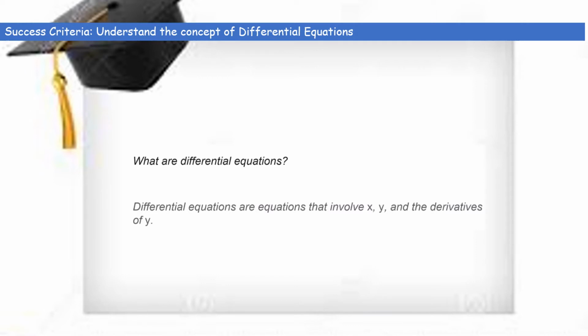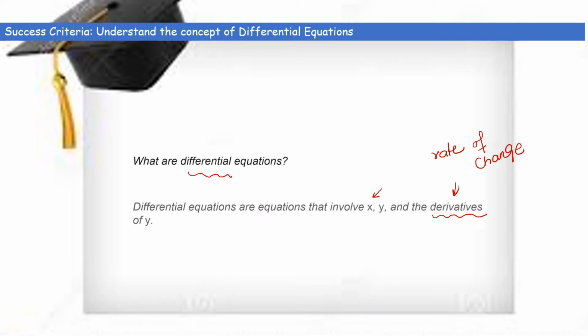We all know that the differential equations are the equations that involve x and y and the derivatives of the y. So we must have at least two variables. One should be the independent and the other should be the dependent variable, and there must be the derivative of some variable. Now when we talk about the derivatives, it means we are talking about the instantaneous rate of change of something.